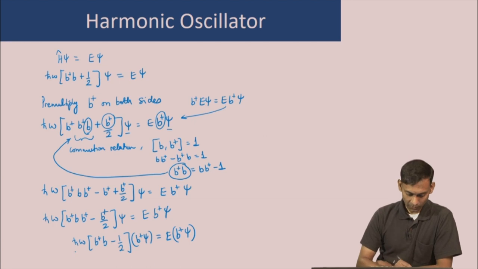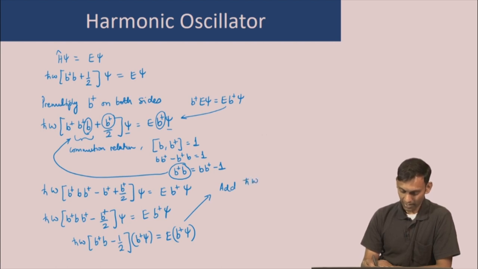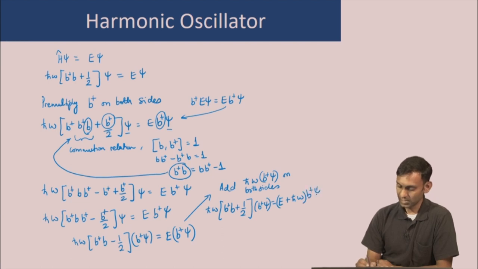If we want to make this operator on the left hand side look like the Hamiltonian operator, then we add ħω B†ψ on both sides. And this gives ħω (B† B + ½) B†ψ = (E + ħω) B†ψ. Now, this operator on the left hand side here is nothing but the Hamiltonian operator. So, we have the Hamiltonian operating on B†ψ gives (E + ħω) B†ψ.